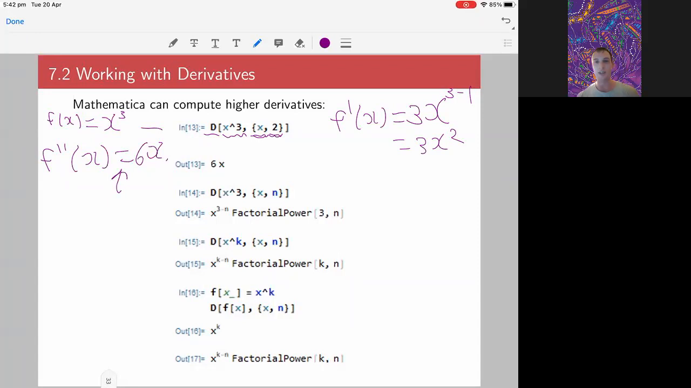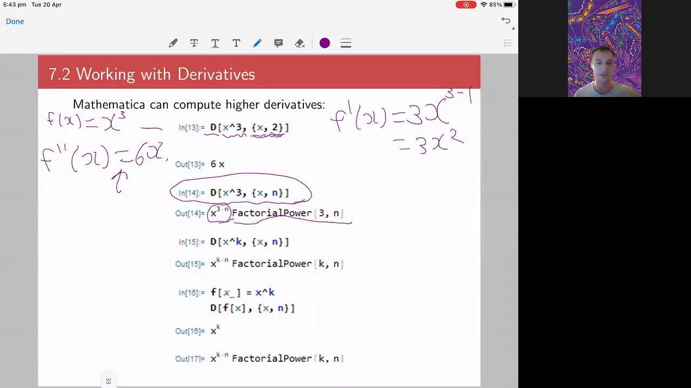What's really interesting is that sometimes you can actually leave the number of times you're differentiating as arbitrary. So this time, I'm wanting to differentiate a function, which is again f of x equals x cubed. I want to differentiate with respect to x, but this time I'm not going to specify an actual number that indicates how many times I need to differentiate. I'm just going to let that number be n. Let's see what Mathematica spits out. Well, it gives us x to the power of 3 minus n times this thing here, factorial power of 3, n. So what does this mean?